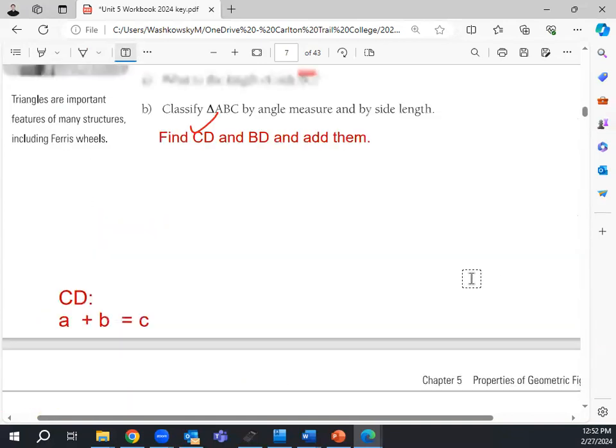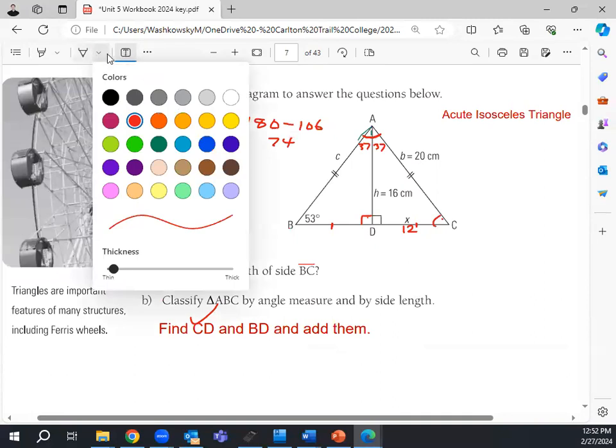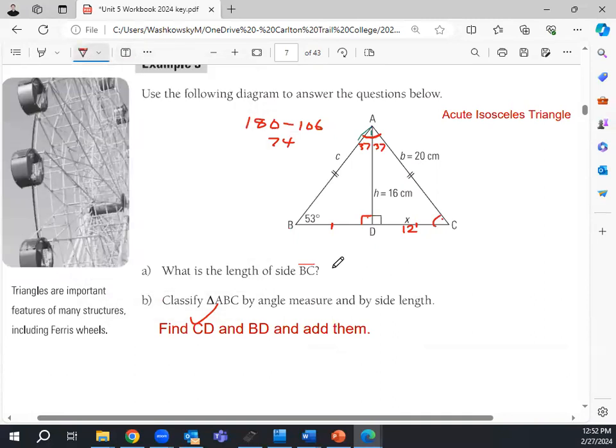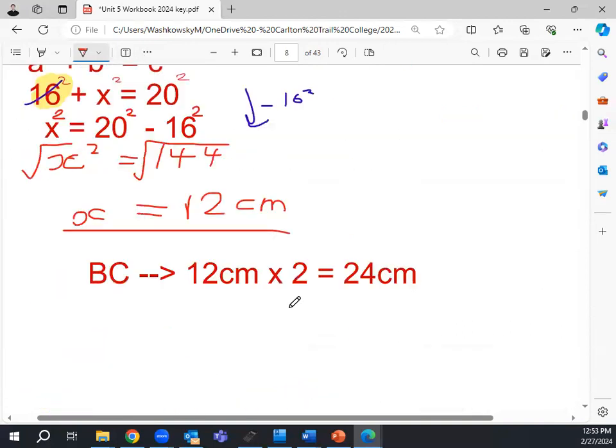Now, this question was a two-parter. We've done step one, or part A. We know that the length of BC is 24 centimeters. The next thing here is, it wants us to classify by angle measure and by side length. Well, what the heck does that mean?